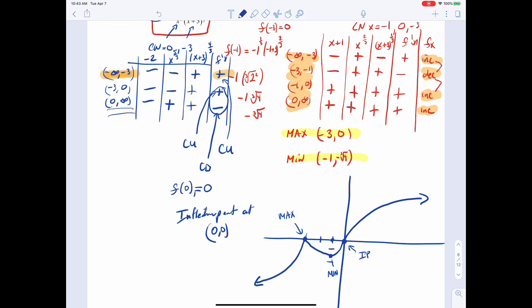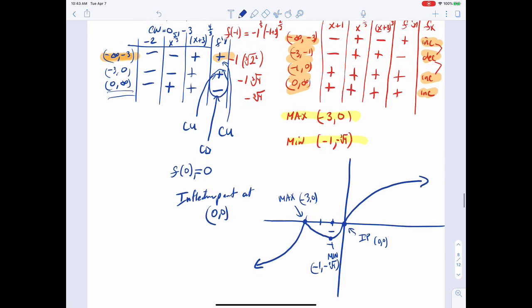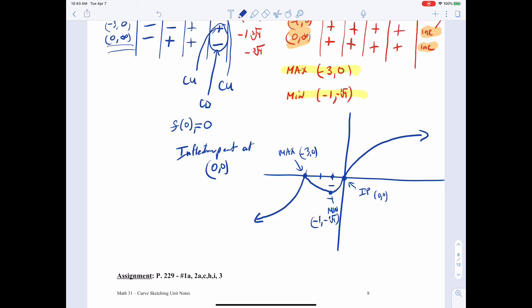All right, so this here, we know, -3 and 0. We know that this min is -1 and cube root 4. And we know that this inflection point is at 0 and 0. So if you can now double check your increasing, decreasing, -infinity to -3, it's increasing, it's going up. -3 to -1 is decreasing, it's going down. -1 to 0 is increasing. And on the other side of 0, 0 to infinity is increasing. So this is what our picture somewhat looks like.